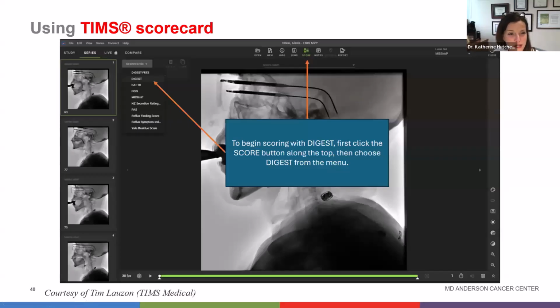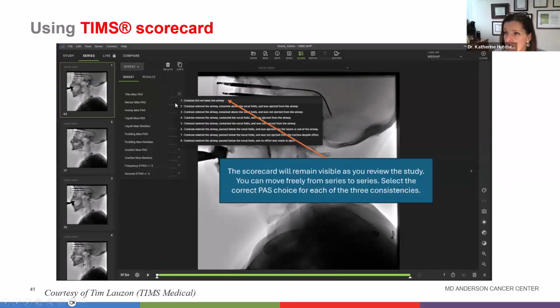Tim Lazan isn't able to be with us today, but he was nice enough to put together these slides for another project, and I'm sharing them with you to show how the scorecard works to help you track your Digest grade. For many, you are familiar with the TIMS scorecard feature. You would open it by selecting the scoring icon at the top of your MVP site. There are a number of different outcome measures that have a scorecard available. Digest is one of many. You would click on the Digest scorecard and it would open this tracker on the left-hand side next to your swallowing image.